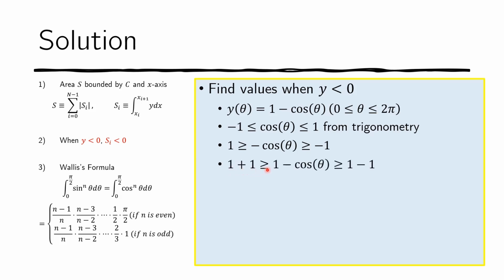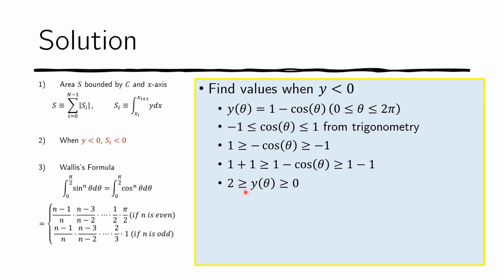We get 1 plus 1, 1 minus cosine theta, 1 minus 1. So now we have this bit here, and we can replace it with y of theta. So we get 2 is greater than or equal to y of theta is greater than or equal to 0. What this tells us is that y of theta never falls below 0. So it's always positive. And in fact, it's always less than or equal to 2.